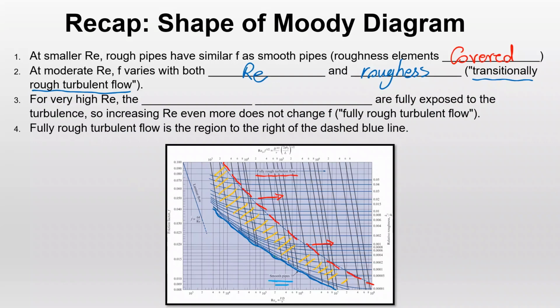And that leads me to point number 3. For very high Reynolds, the roughness elements are fully exposed to the turbulence. So increasing Reynolds number even more does not change F or friction factor. This, as I told you a couple of seconds before, is called fully rough turbulent flow. Again, let me show it to you on this beautiful Moody diagram.